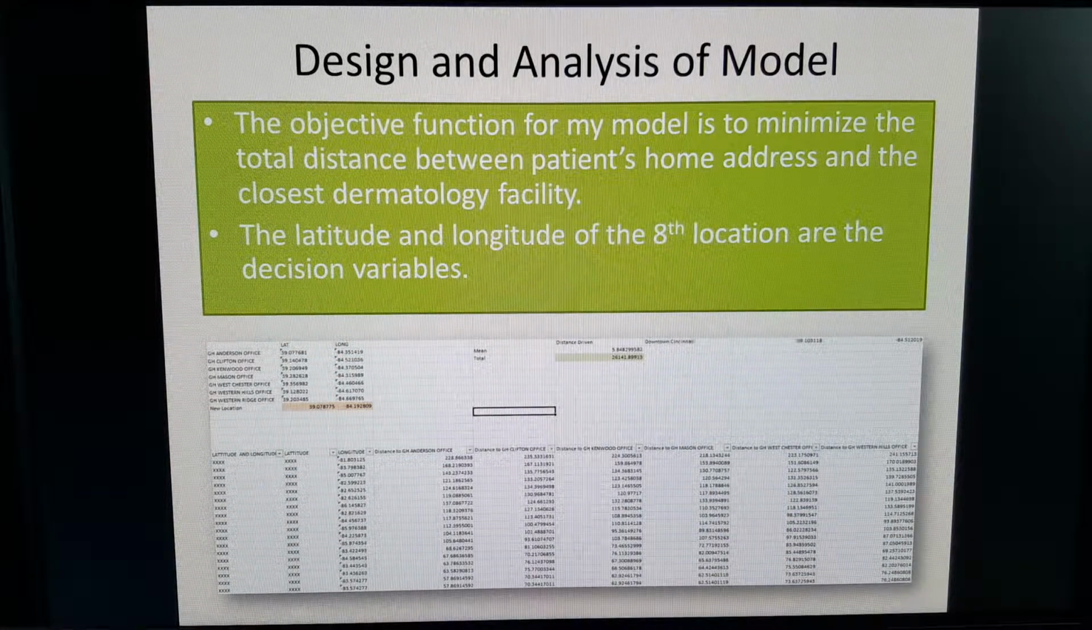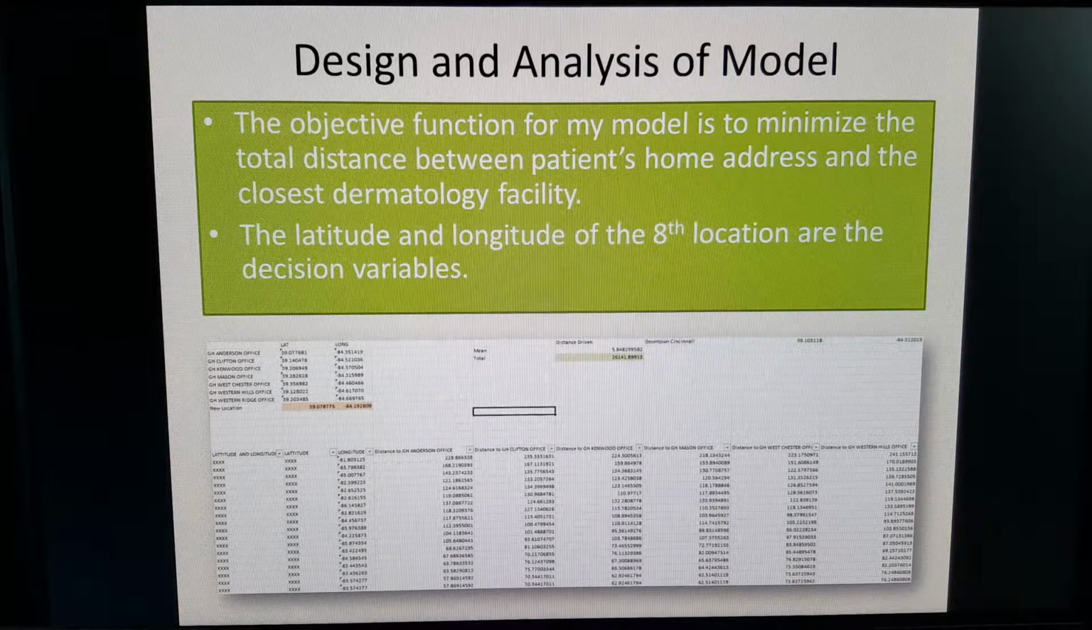The objective function of my model is to minimize the total distance between patient's home address and the closest dermatology facility. The addresses of both the office locations and the patient addresses have been converted to latitude and longitude in order to calculate the distance between the points. The closest facility is calculated by finding the distance between 8 different locations and each patient home address, then choosing the minimum distance for each point.